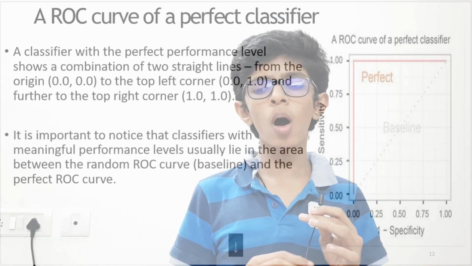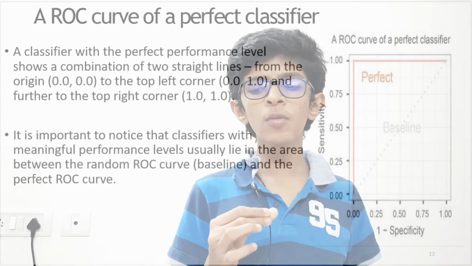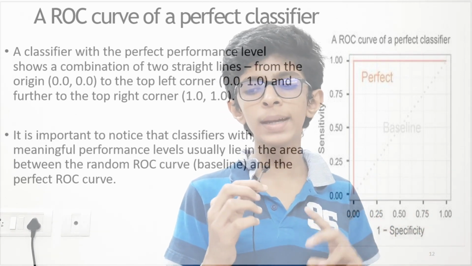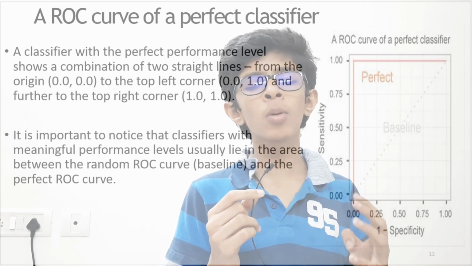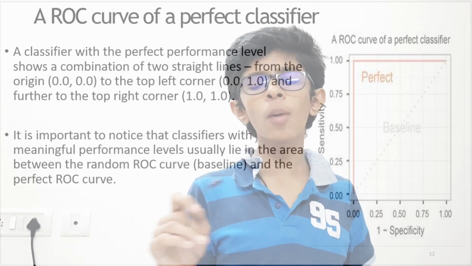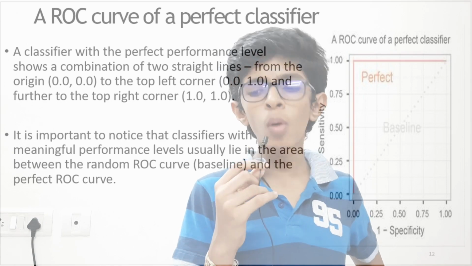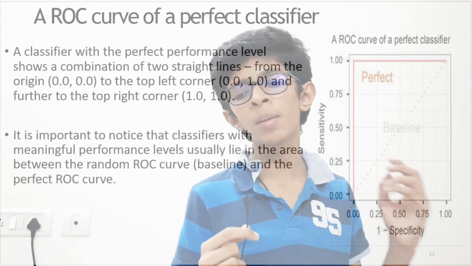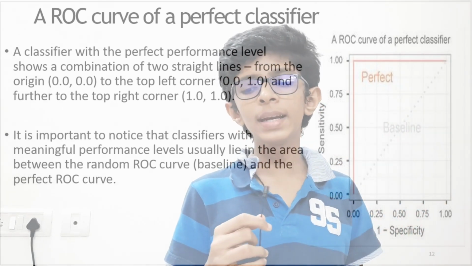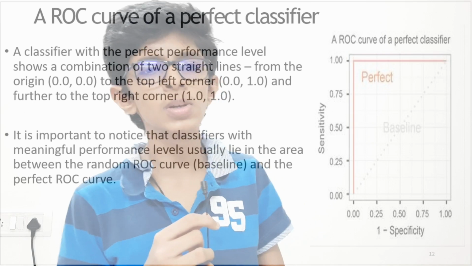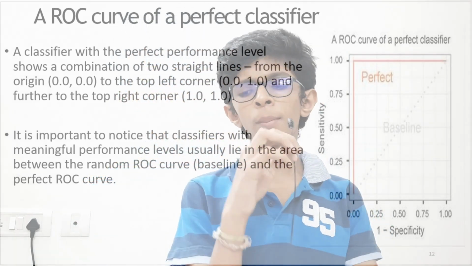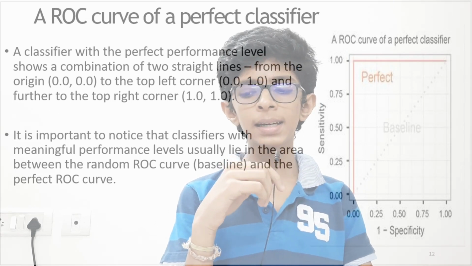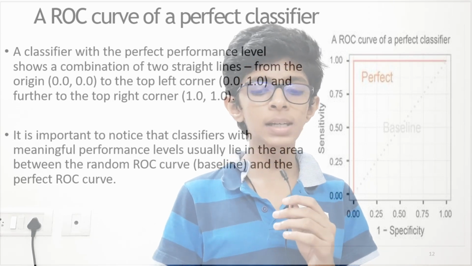A ROC curve of a perfect classifier. A classifier with perfect performance shows a combination of two straight lines from the origin 0.0, 0.0 to the top left corner 0.0, 1.0 and then further to the top right corner 1.0, 1.0. It is important to notice that a classifier's meaningful performance levels usually lie in the area between the random ROC curve and the perfect ROC curve.